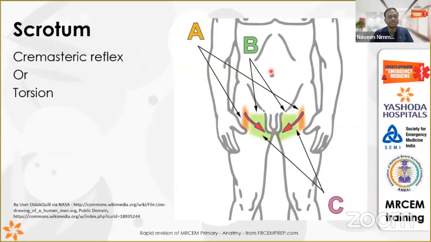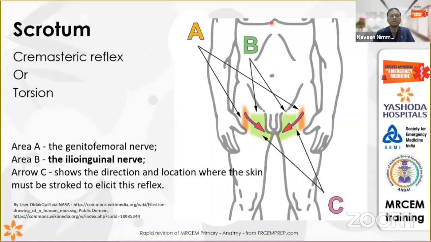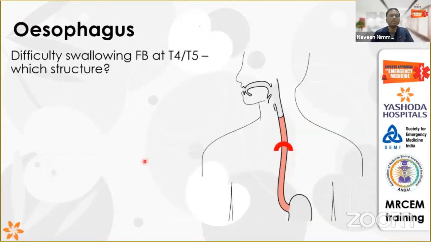The esophagus has three constrictions. If they say someone swallowed a foreign body and it's now stuck at the level of T4, T5, what could be the reason? The three constrictions are at the esophageal pharyngeal junction, where the aorta crosses the esophagus, and where the esophagus enters into the abdomen through the diaphragm to reach the stomach. So these are the three levels of constrictions.